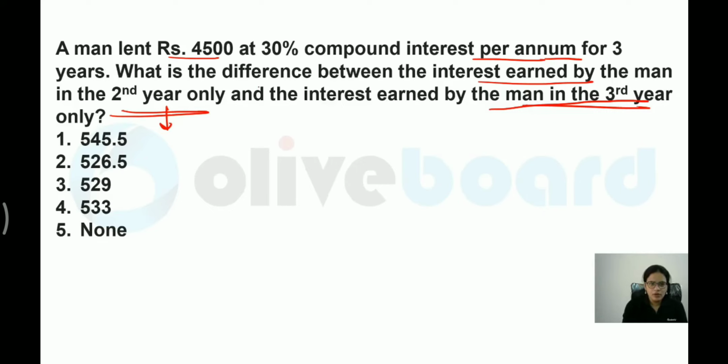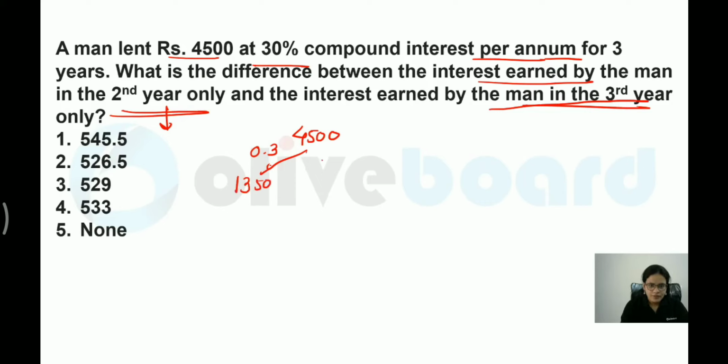Okay. So how will you do this? Again draw the diagram. 4,500 is my original amount. You have to calculate the value over here. So what is your rate of interest? 30%. That is nothing but 0.3. Calculate 0.3 of this value. What will you get over here?